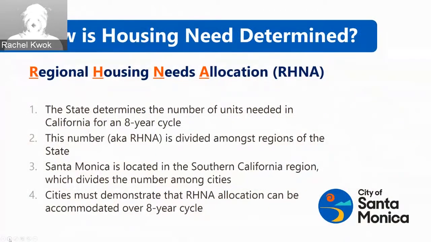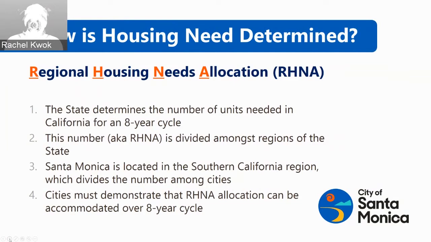Well, we have this thing called the RHNA, the Regional Housing Needs Allocation. This is determined by the state, and it represents the number of units that are needed in the state for an 8-year cycle. This RHNA number at the statewide level is then further divided amongst the regions of the state.